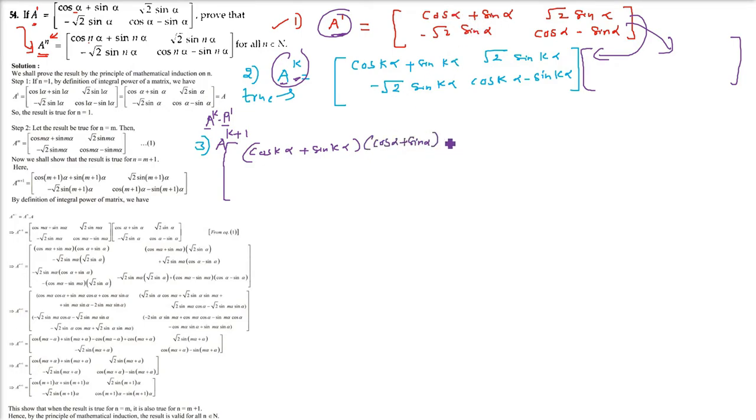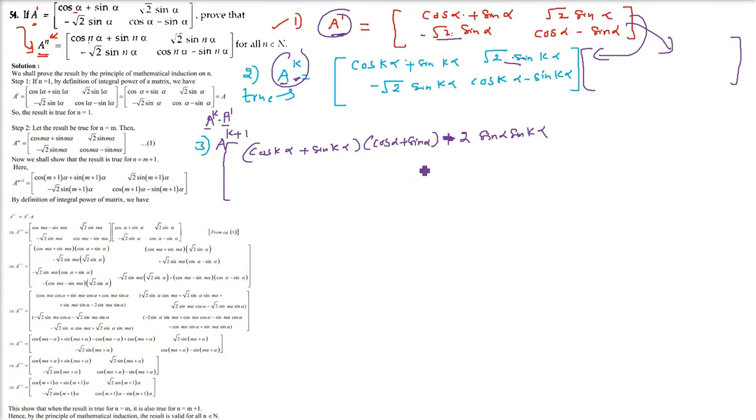This is the first multiplication plus this second value with the second value of the column. So root 2 sin k alpha into minus root 2 sin alpha. I am directly writing it because root 2 and root 2 is 2. If you multiply root 2 and root 2, that will be 2. And negative, just put a negative sign here. So 2 sin alpha sin k alpha. Now the second one I am writing just below it because there is not enough space.